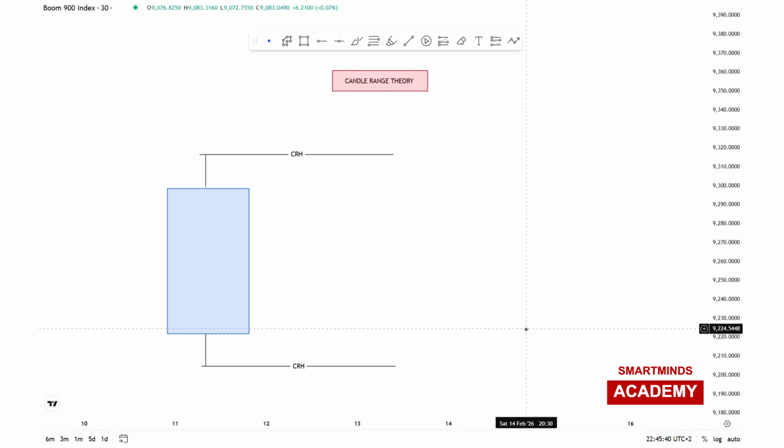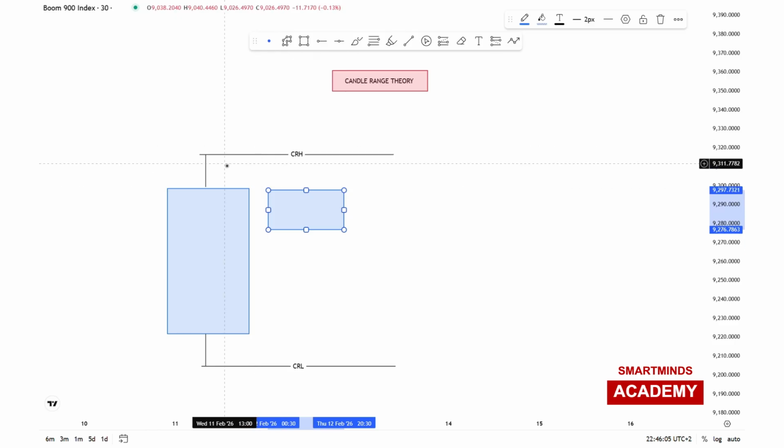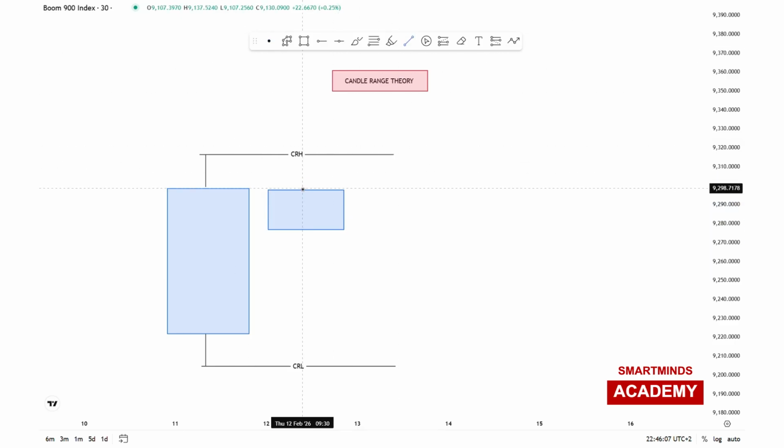So what do we have here? Candle range low and candle range high. The second candlestick that forms should open in the range. We should see buyers pushing the price up as if it will continue up, but at the end of the day you want to see something like that happening: the body is below the range high, but we still have a wick above the range high.